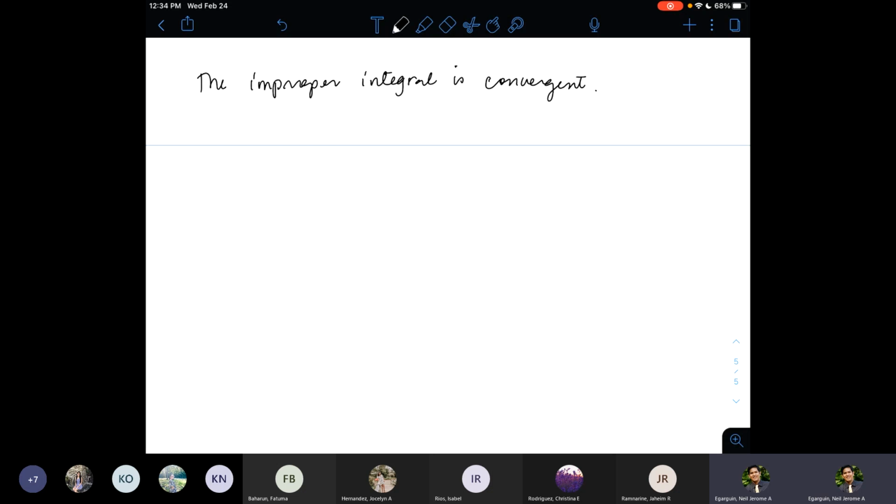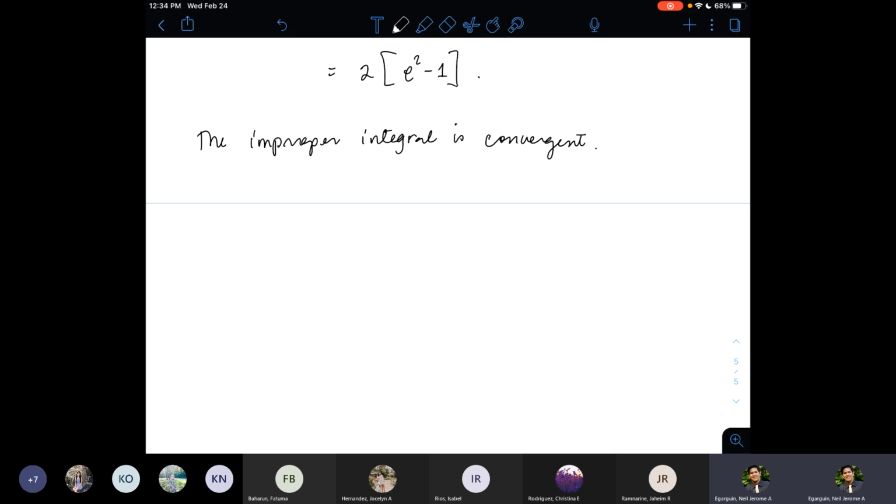Well, Christina, it depends on the question. If the question in the problem asks you whether the integral converges or not, then you have to write that final conclusion that the improper integral is convergent. If it's just asking what is the value, or if it asks you to evaluate the improper integral, then giving the number 2 times e squared minus 1 is fine, right? So just read the problem carefully about what is being asked.